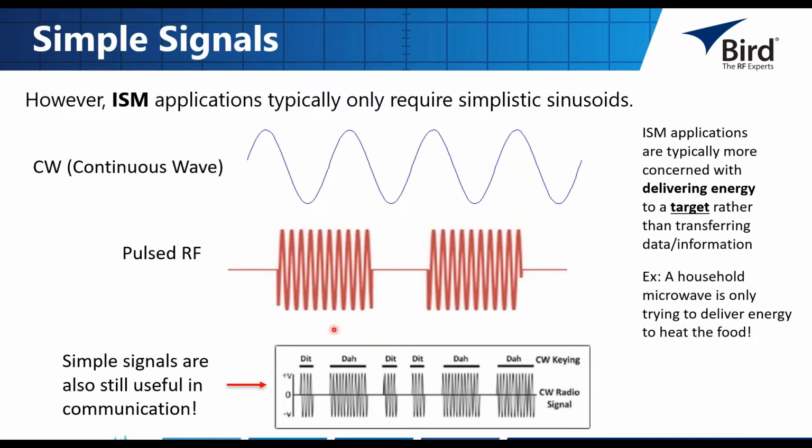But these simple signals can still be useful in communication, where you might be doing something like CW keying and transmitting Morse code.